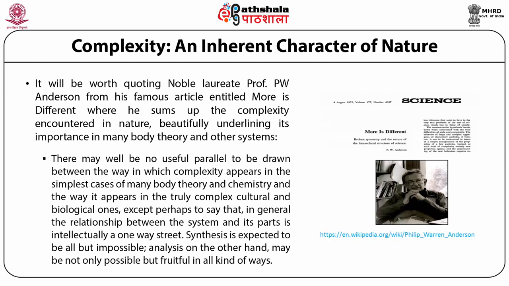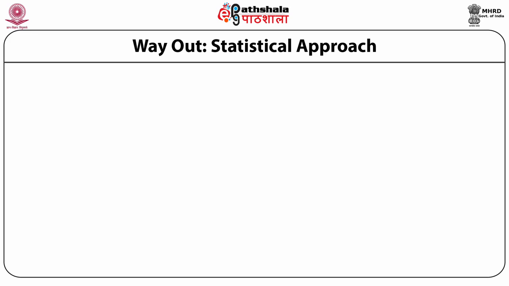There may well be no useful parallel to be drawn between the way in which complexity appears in the simplest cases of many-body theory and chemistry, and the way it appears in the truly complex cultural and biological ones, except perhaps to say that, in general, the relationship between the system and its parts is intellectually a one-way street. Synthesis is expected to be all but impossible. Analysis, on the other hand, may be not only possible, but fruitful in all kinds of ways. Is there a way out?